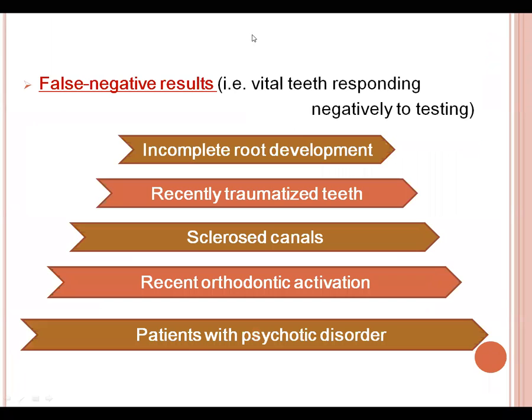Again, this is a false negative result. False negative means the tooth is vital to start with, but the patient is giving you a negative response. That means whatever the amount of current flowing to the tooth, the patient is not giving you any pain response. That is a false negative result. These are the examples: incomplete root development, recently traumatized teeth, sclerosed canals, recent orthodontic activation, and patients with psychotic disorder.